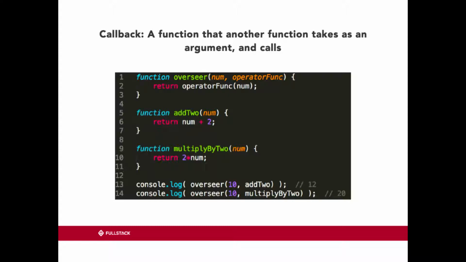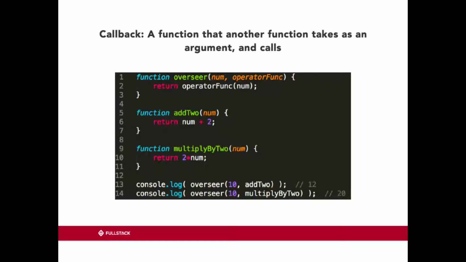So a callback function is a function that another function takes as an argument and calls. So when we look at this code example here, if we just jump down to line 13 really quick, the first function that we call is this overseer function, right? Up top on line 1. What this function does is it takes in two parameters. It takes in a number and it takes in a function. And it can be any function, right?